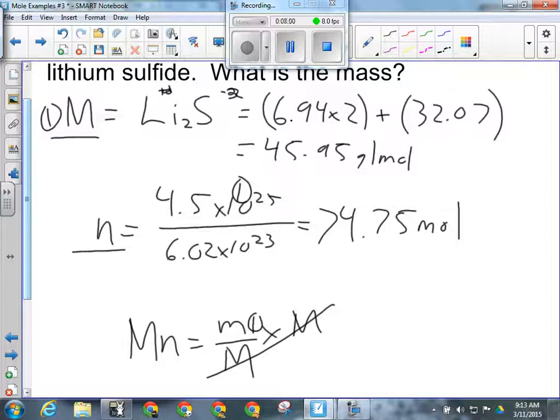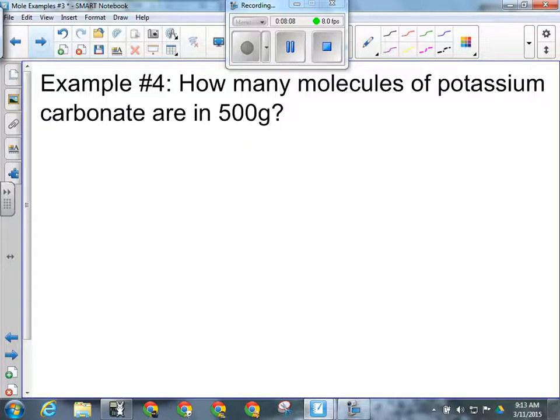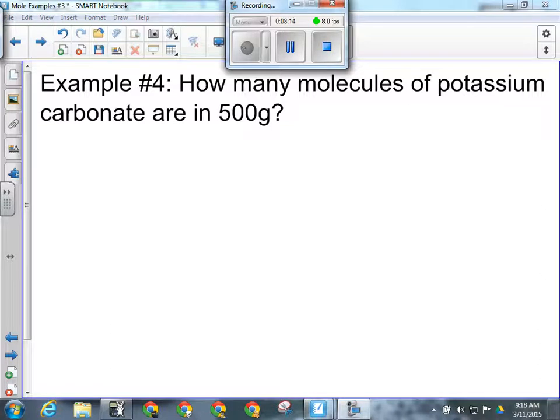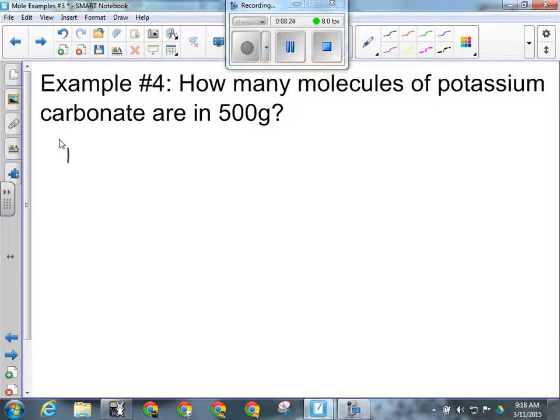Everybody with me so far? Okay, you've got one type left. Now you're asked to find the number of molecules. So for number 4, again, number of molecules is mentioned, so we know we're going to have to use Avogadro's number for this one. In this case, let's write down our givens. First off, we know the mass. The mass is 500 grams.